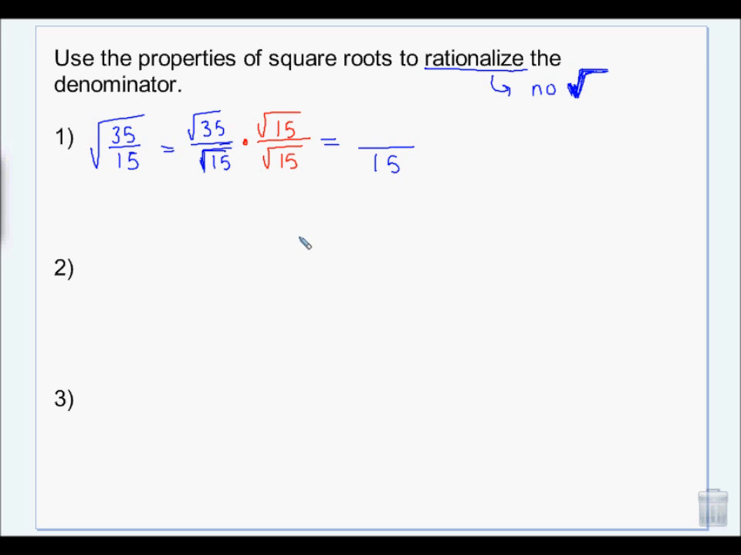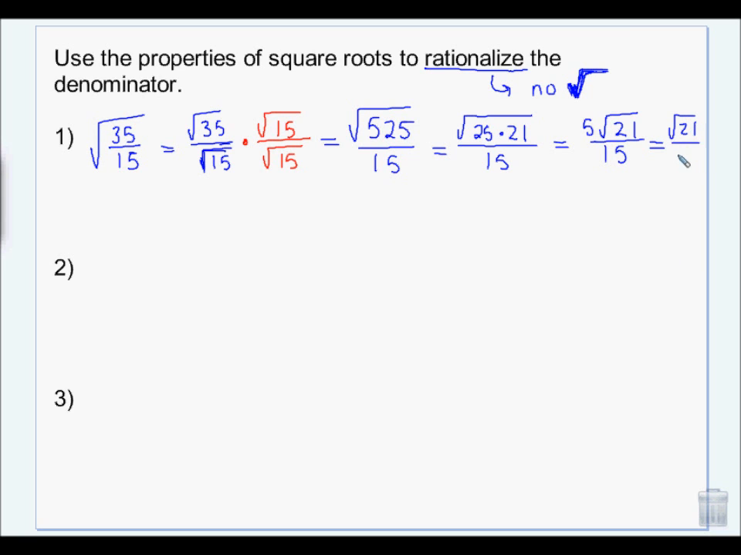And then our numerator is the square root of 525. Which is divisible by 25. So I get 5 times the square root of 21 over 15. And this 5 and 15 will reduce. So I have the square root of 21 over 3.